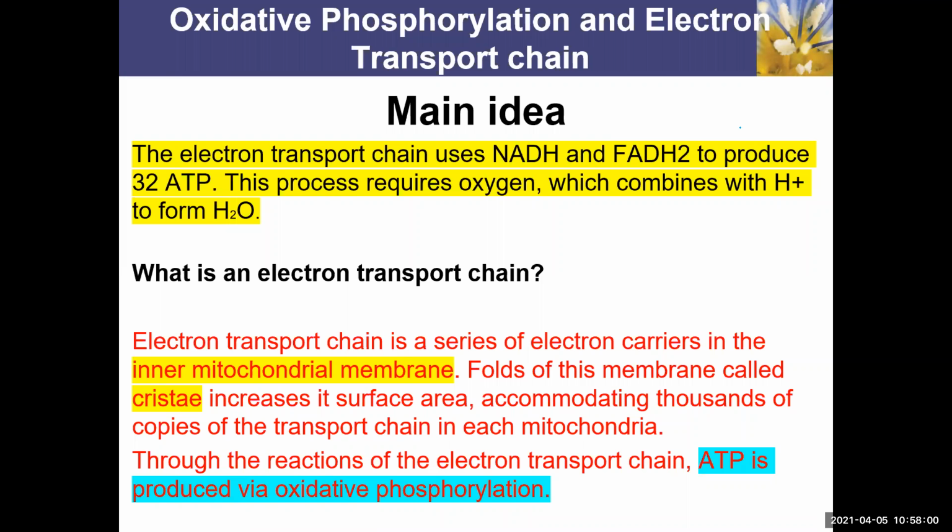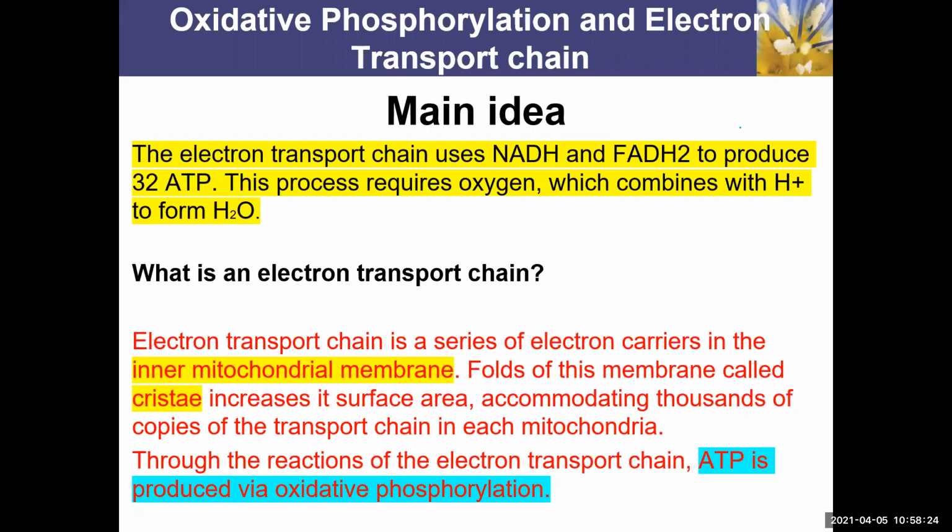Okay, one was the glycolysis, second was the formation of the acetyl-CoA, third was the citric acid cycle, and this is the fourth phase of the aerobic respiration. And this is a very important phase because in this phase, we are going to produce the ATP. That is our aim, right? We are going to produce ATP in this part, right?